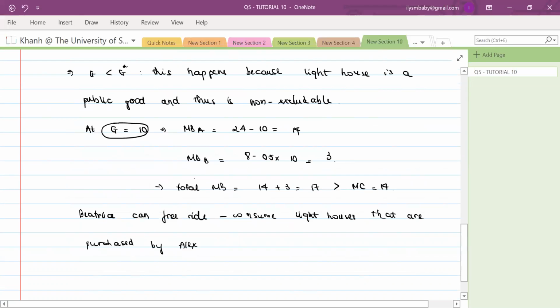Therefore her marginal benefit wasn't taken into account when we calculate the equilibrium, and so the good is underprovided. It should be provided more because the total marginal benefit is still higher than the marginal cost at the quantity G equal to 10. However, in competitive equilibrium, only 10 are going to be purchased by Alex because Beatrix can just free ride and use it without having to buy it.